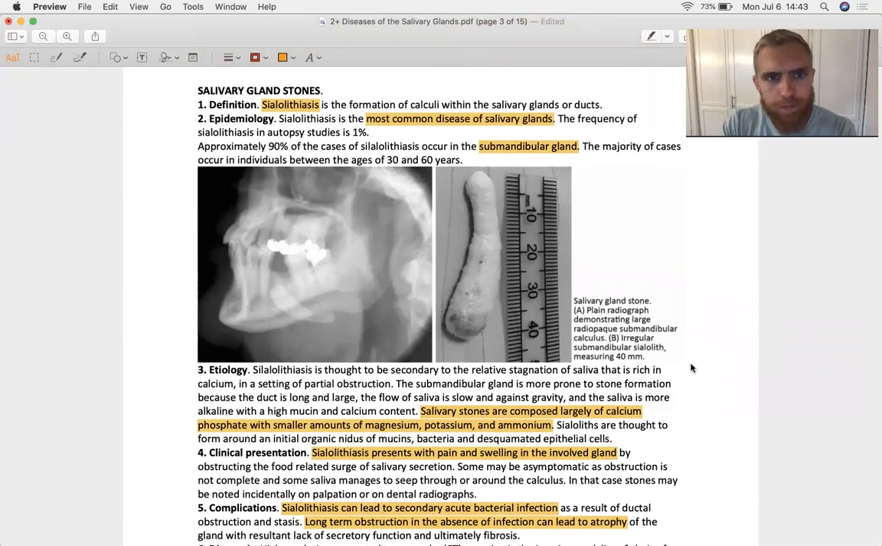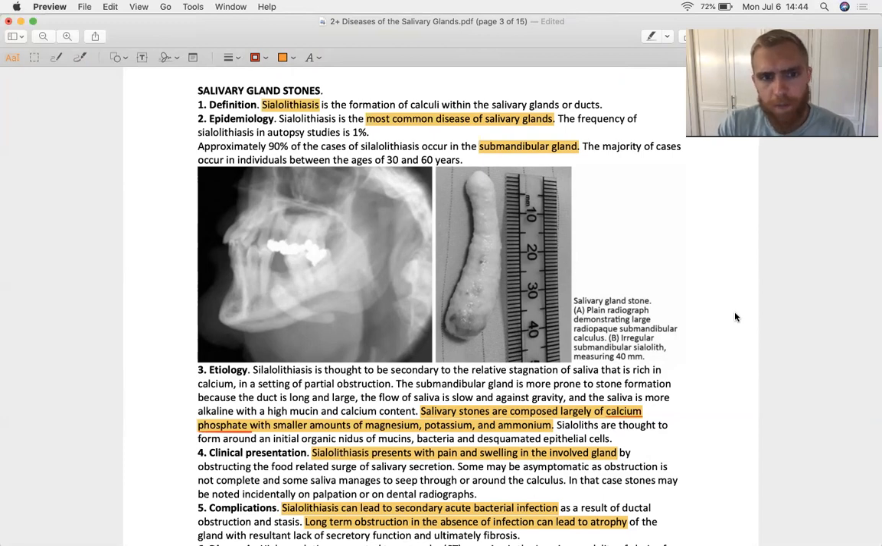So stones. Salivary gland stones can be obstructions of the salivary glands. It can be a stone, and they're made largely of calcium phosphate. I think that's potentially helpful to know what these stones are made of. The correct terminology to name these stones by is sialolithiasis. Lithiasis, you've seen that. Nephrolithiasis, that's a kidney stone. So sialo is just salivary stone. This is the most common disease of the salivary glands.